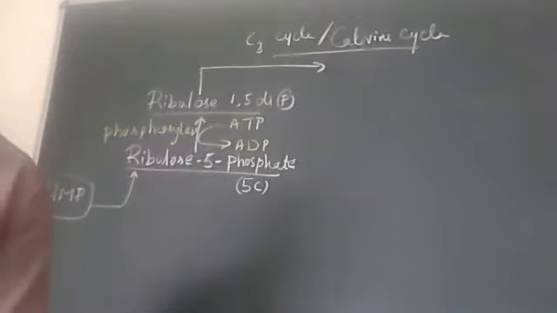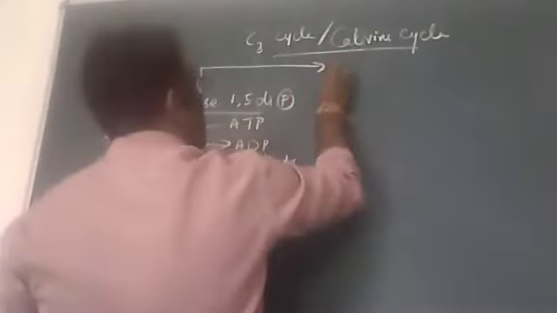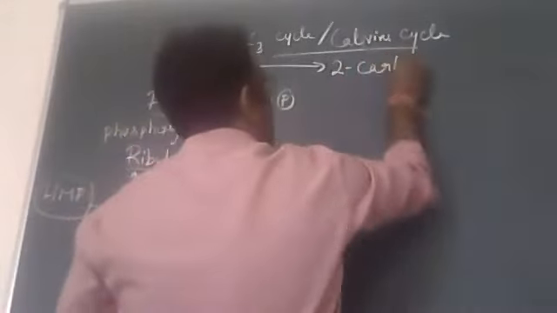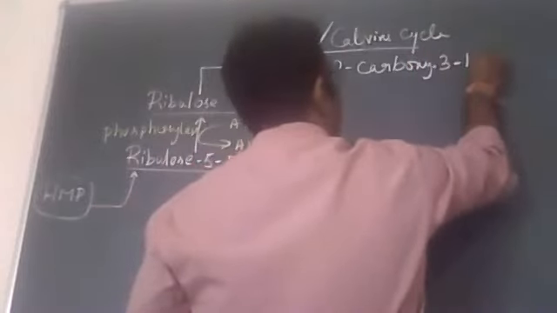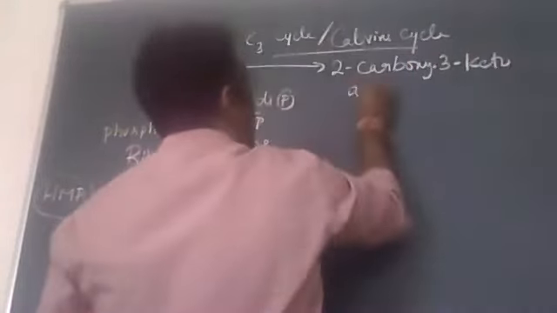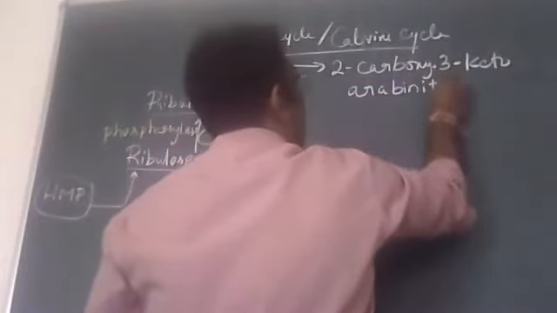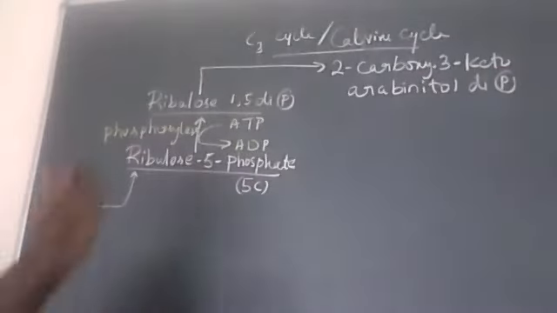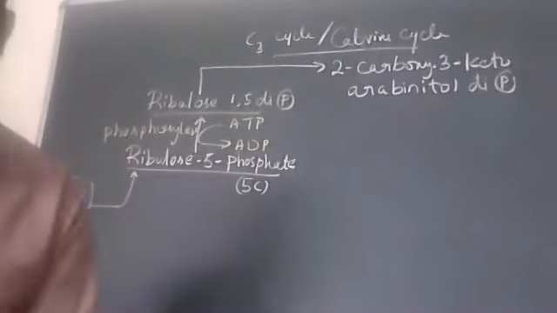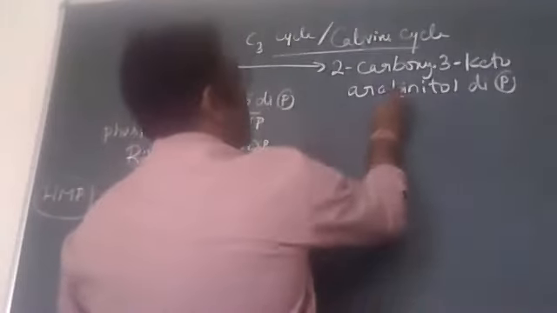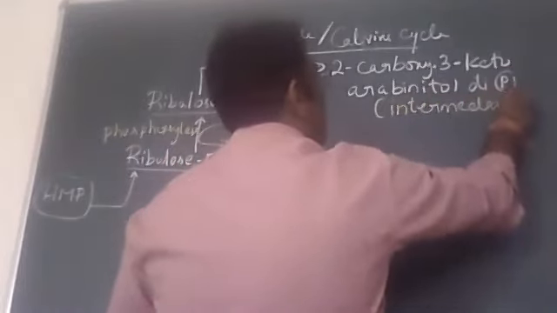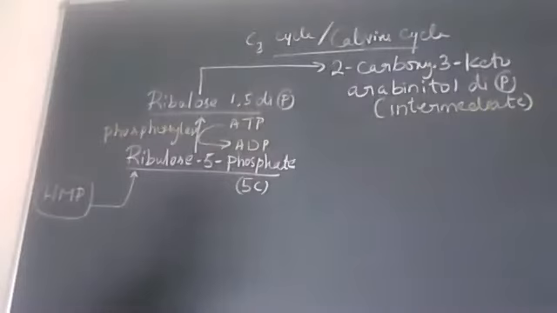Ribulose 1,5-diphosphate now converts into another intermediate compound. The intermediate compound is called 2-carboxy 3-keto arabinitol diphosphate. Okay. So this is an intermediate compound. It's an intermediate compound formed.